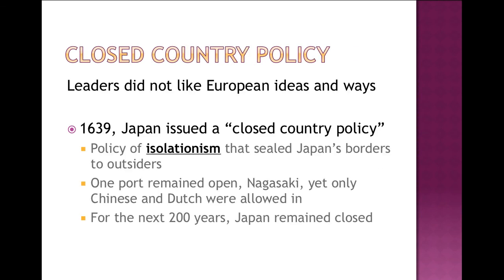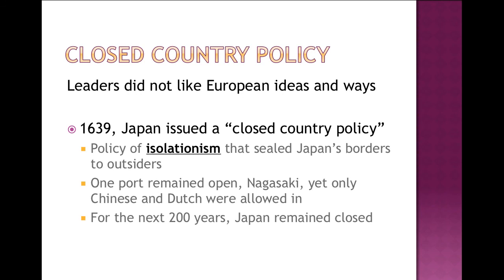Because of the European ideas and the European ways that were coming in, many of the leaders did not like it. They were very upset by it. They were renouncing Christianity. They didn't like the new things being brought in. The musket was weakening the power of the samurai class. So in 1639, Japan issues a closed country policy, and that's just a policy of isolationism.